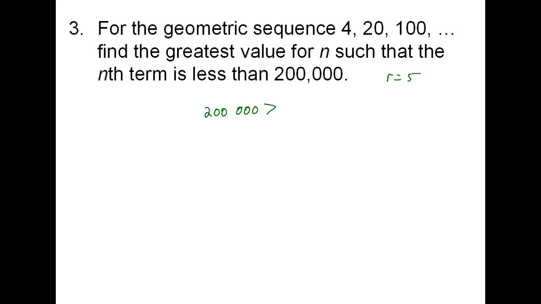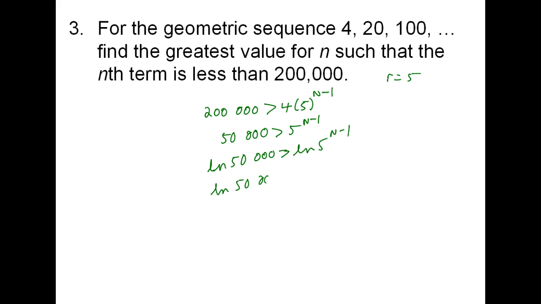the first term times r, which is 5, to the n minus 1. So once again, I divide by 4. That gives me 50,000, and then I'm going to have 5 to the n minus 1. Once again, we'll do the log or the natural log. It doesn't matter which one you do. Natural log of 50,000 is greater than the natural log of 5 to the n minus 1. So the natural log of 50,000 is greater than n minus 1 times the natural log of 5.